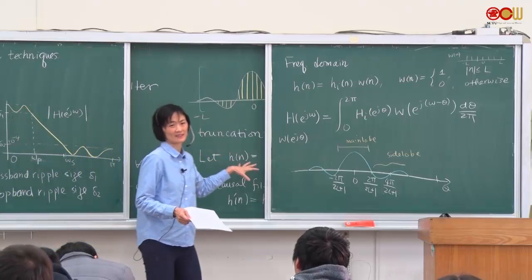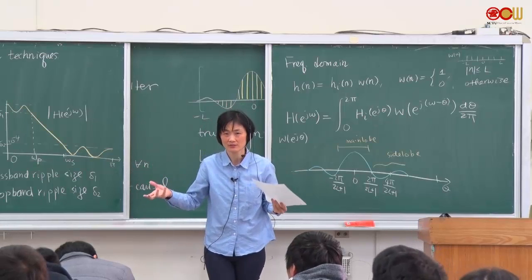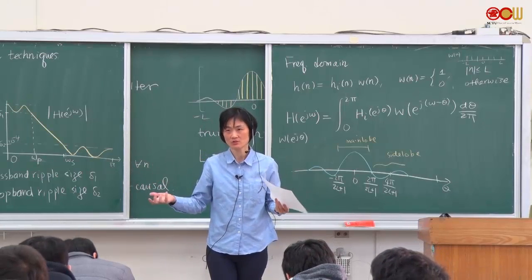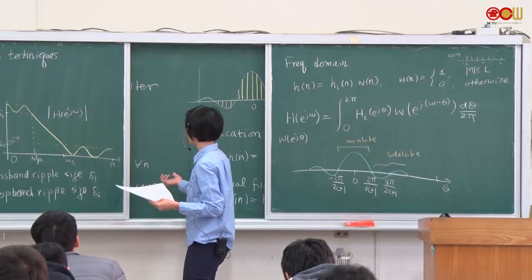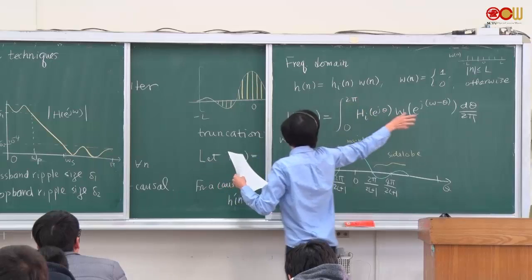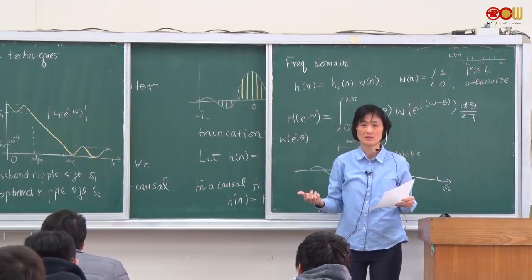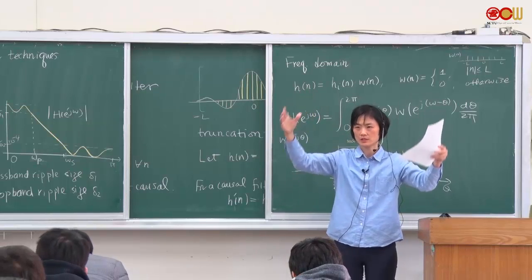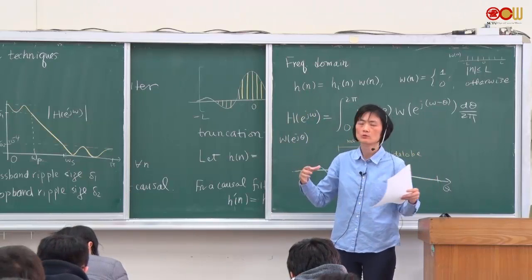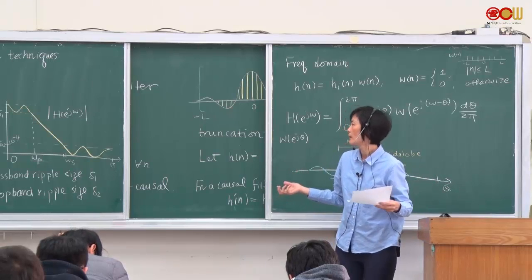In this truncation type of design, there's really nothing to design. The only thing that we can design is this L. You just determine L and then you just take a chunk of the ideal low-pass filter and that's it. There's really nothing to design, right?